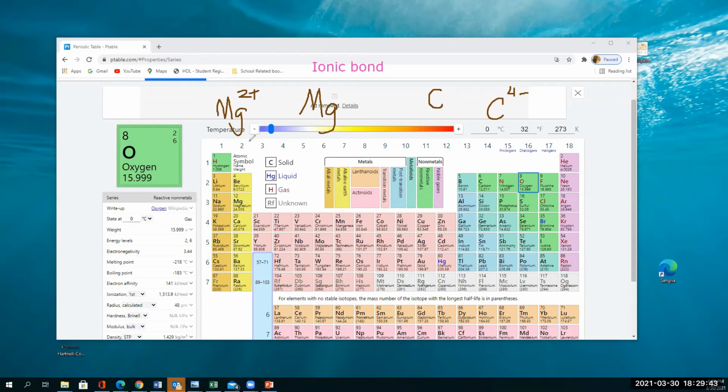Where do you get the 2 from? The 2 positive? Because it's losing 2 to be like neon. Because it wants to be like neon. Here's magnesium, right? 1, 2, and then it's just like neon. Remember, your goal is to try to be like a noble gas, either by giving or taking, or by sharing, which we'll talk about sharing here in a minute.